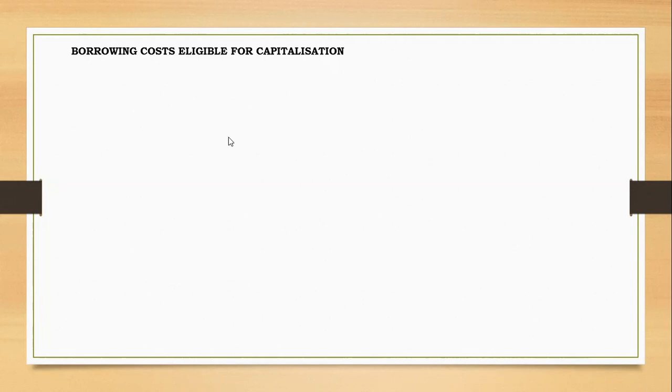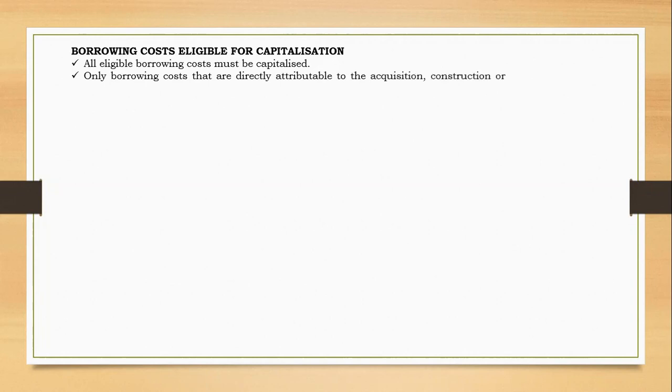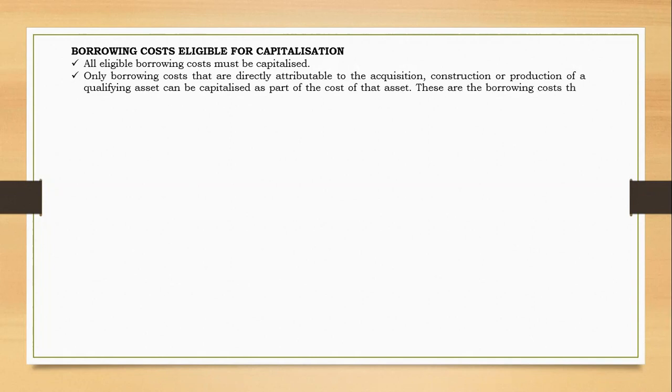All right. So all eligible borrowing costs must be capitalized. If a borrowing cost is eligible, that means it has met the criteria to be capitalized on a qualifying asset. And then only borrowing costs that are directly attributable to the acquisition, maybe you're acquiring something, to the construction, or production of a qualifying asset, like say inventory, can be capitalized as part of that asset. That one is also obvious, right? And these are borrowing costs that would have been avoided had the expenditure on the qualifying asset not been made.